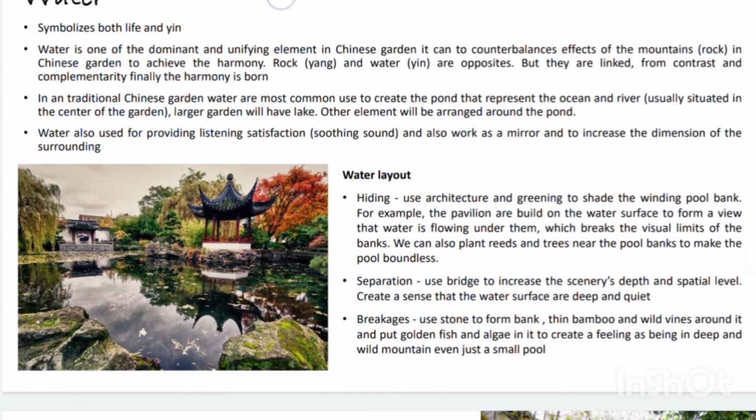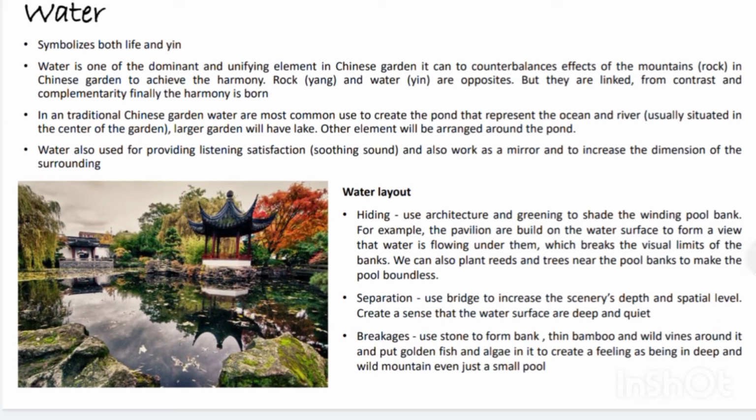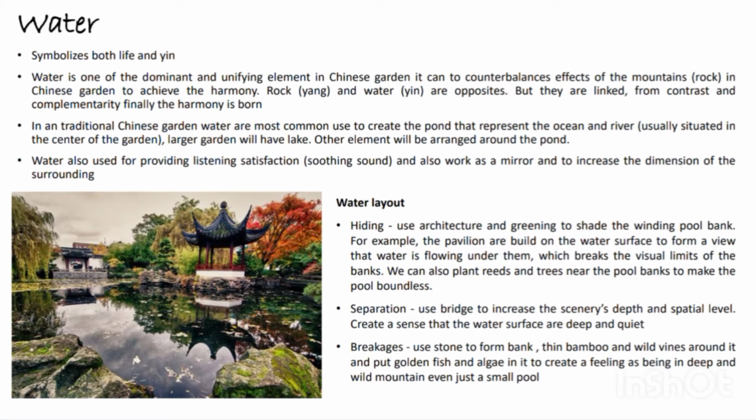Next is water. Water represents life and yin in the traditional Chinese landscape, and it can be used to counterbalance the effect of mountains to achieve harmony. In the Chinese garden, water is most commonly used to create ponds and lakes, and usually it will be surrounded by plants and rock.